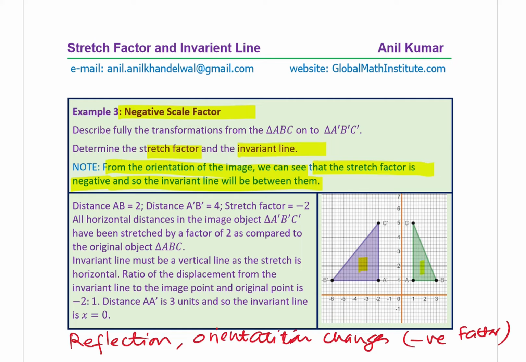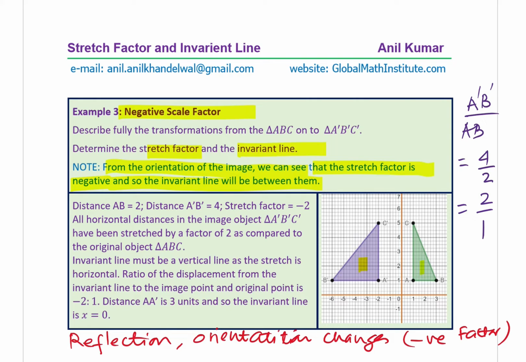Let's compare the distances. The horizontal distance, which in this case is AB to A dash B dash. We'll write the image on top, and the denominator is the original. In this case, the image length is from 2 to minus 2 to minus 6, which is 4, and AB is 2. So we have a ratio of 2 is to 1 in this particular case.